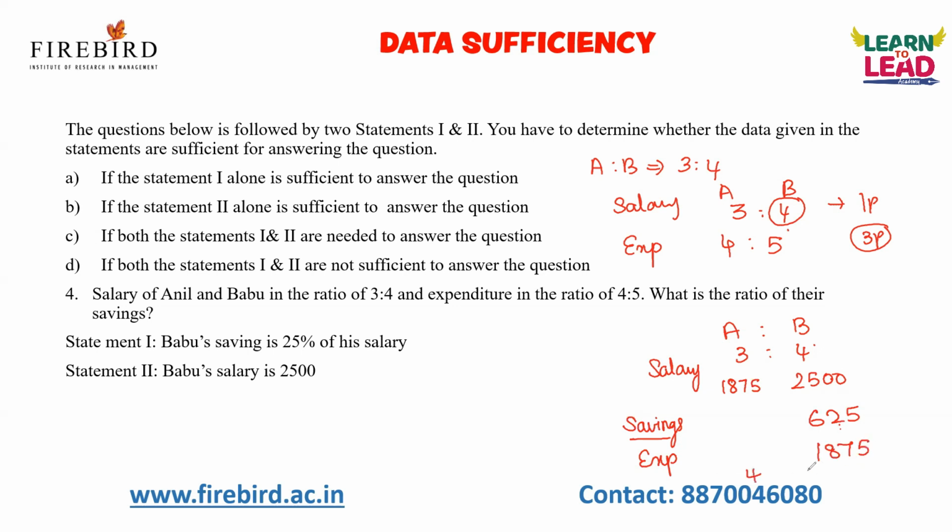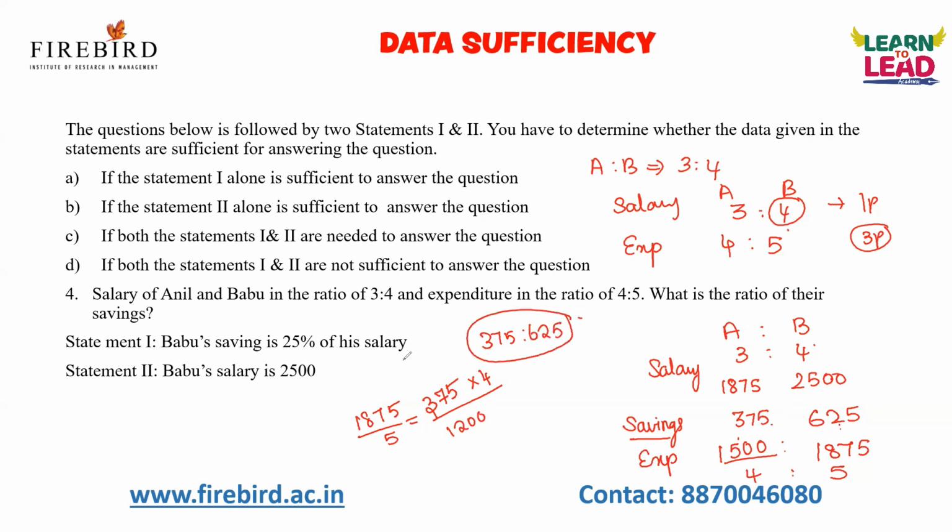We know that expenditure is in the ratio 4:5, right? And 5 parts is 1,875. To find 1 part, divide 1,875 by 5, which is 375. From this, you have to find only the 4 parts, so 1,200 plus 300, 1,500 is the expenditure of Anil. And how much will Anil save? 375. If you take the ratio of 375 to 625, you can get the ratio of their savings of both Anil and Babu. So both the statements are required to answer the question. So option C is your answer.